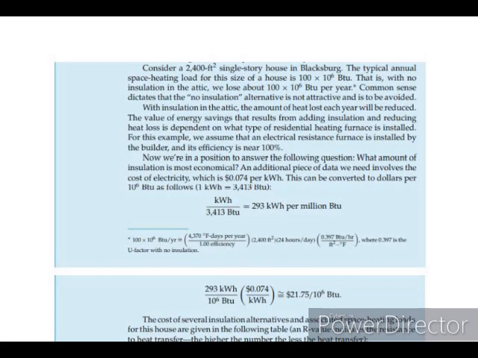Okay, so 1 kilowatt hour is equal to 3,413 BTU. So to convert that further, we have 293 kilowatt hours per million BTU, because when you multiply 293 and 3,413, it will be equal to a million BTU. So this is the computation, how it is arrived at here.